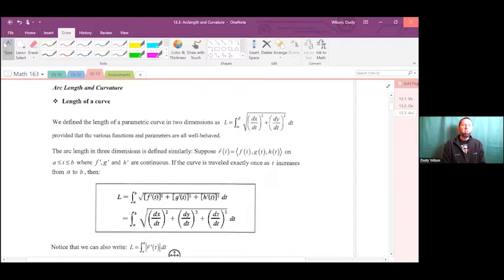Suppose that r(t) = <f(t), g(t), h(t)> on a ≤ t ≤ b, where f', g', and h' are continuous. If the curve is traveled exactly once as t increases from a to b, then the length of the curve is equal to the definite integral from a to b of the square root of f'² plus g'² plus h'² dt, or the integral from a to b of the square root of (dx/dt)² plus (dy/dt)² plus (dz/dt)², all dt.